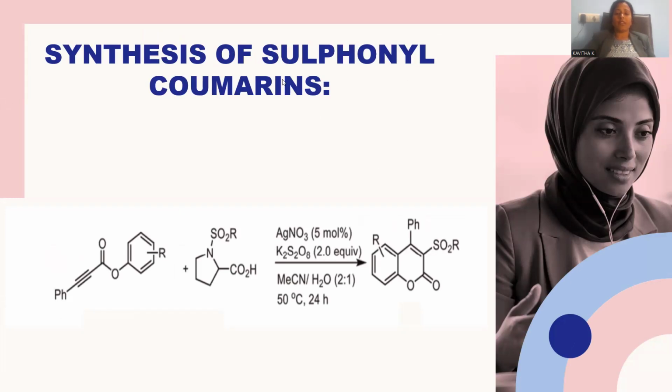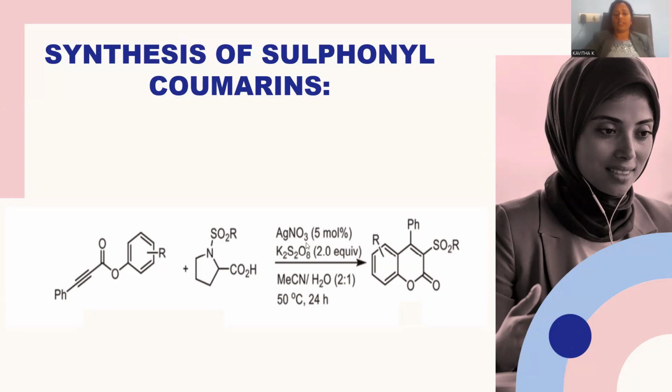Synthesis of sulfonyl coumarin is also possible. Sulfonyl coumarins are more potential in the field of antimicrobial application. So let me go for the synthesis by combining one starting material, a kind of phenyl ester having a triple bonded compound, and I'm taking saturated pyrrole called pyrrolidine where a sulfuryl moiety is present, and there is another characteristic carboxylic acid moiety over position number 2.